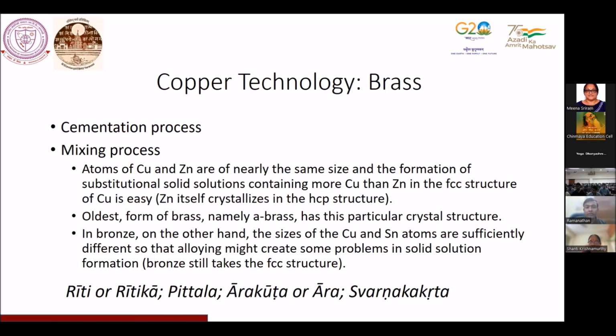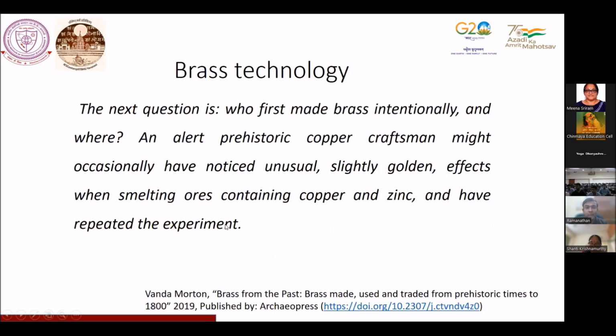From the chemistry point of view, the atomic sizes of copper and zinc are more or less similar. By the way, brass is nothing but a solution of copper and zinc. And since their atomic sizes are nearly comparable, making an alloy with copper and zinc is much easier. When it comes to brass, there are two different ways by which brass can be made. One is called intentional brass and one is called accidental brass.